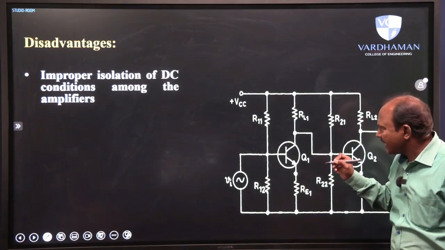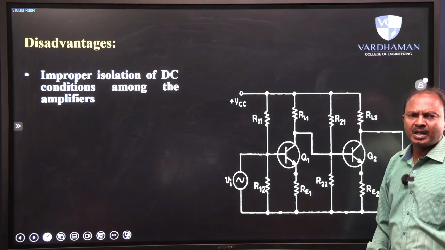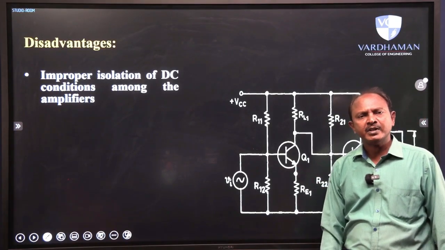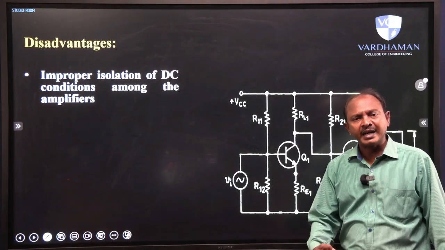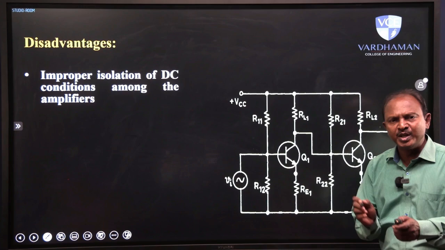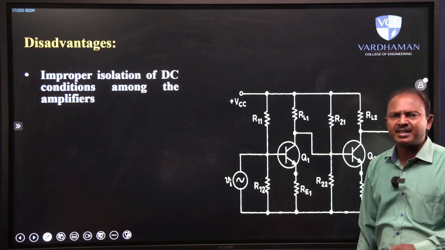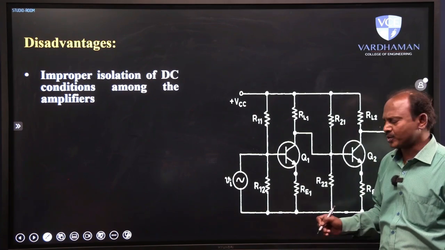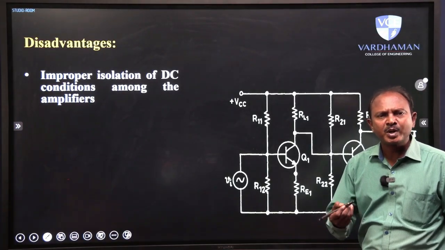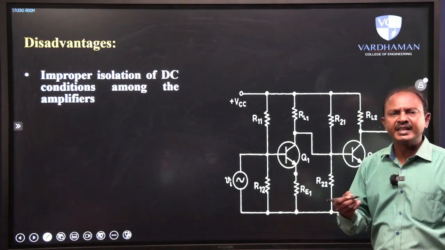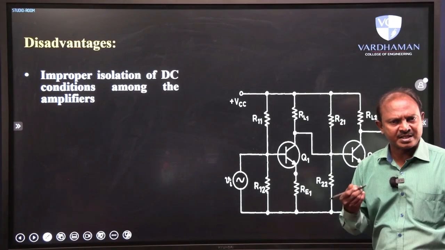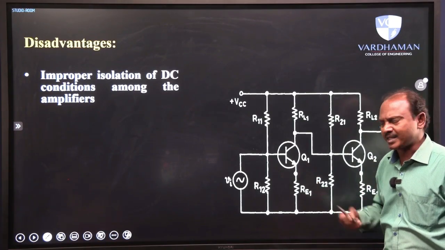The basic disadvantage, the serious drawback of this circuit, is improper isolation of DC conditions. Improper isolation of DC conditions among individual amplifiers is the basic serious drawback in the circuit. Let us see what that is. What does it mean? What is improper isolation of DC conditions? If improper isolation of DC conditions takes place, what could be the end result? Let me try to explain that.